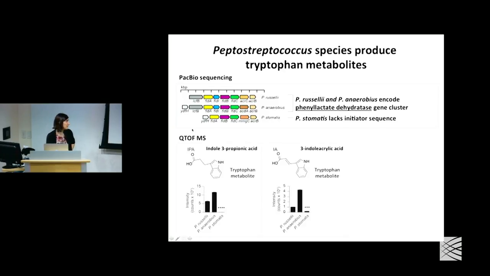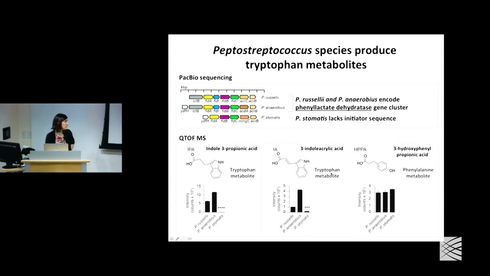And when we used mass spec to search for the molecules, we saw that indeed in culture, P. russellii and P. anaerobius were able to make these two tryptophan metabolites, indolepropionic acid and indoleacrylic acid, whereas P. stomatis was not.